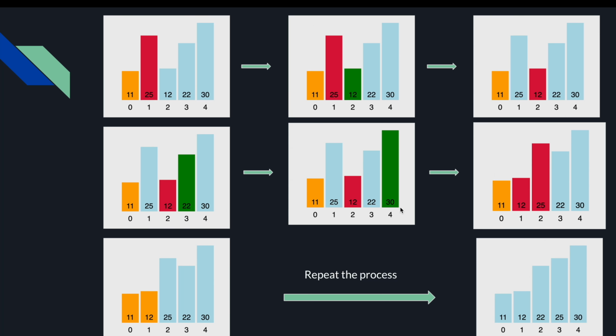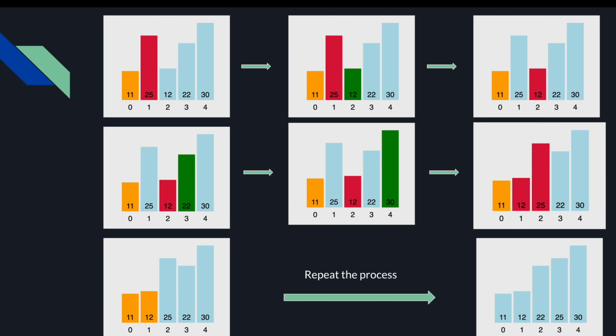And after comparison, we need to do the swapping, right? Now since this part was the unsorted part, the first unsorted element will be 25 here. So we will swap our smallest element, that is 12, with 25, and it will look something like this. Now 11 and 12 are the sorted part of our array, and 25, 22 and 30 are the unsorted part. We will repeat the same process, and in the end we will get the result as a sorted array.